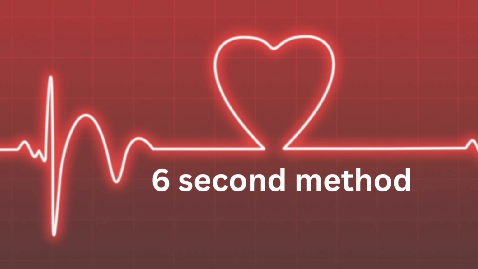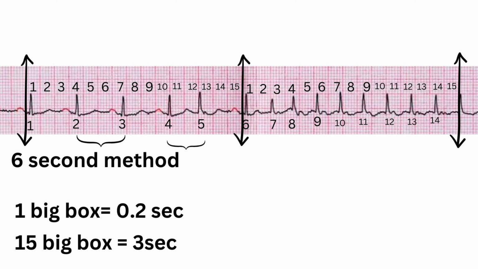Now remember, one large box on ECG is equal to 0.20 seconds. And if we take 15 big boxes, 15 multiplied by 0.2 is equal to 3 seconds. So 15 big boxes represent 3 seconds on ECG, and 30 big boxes will represent 6 seconds on ECG. So what we do is count 30 boxes, basically 2 sets of 15 large boxes on ECG.